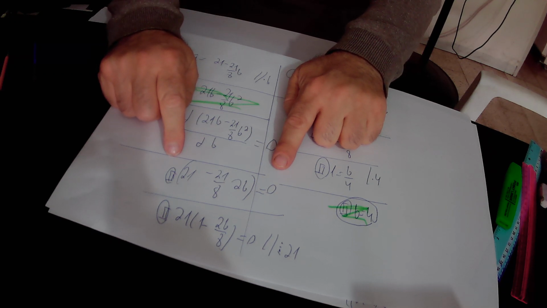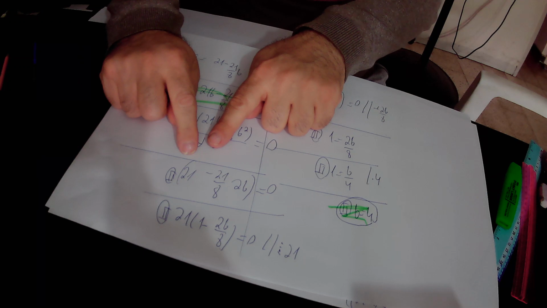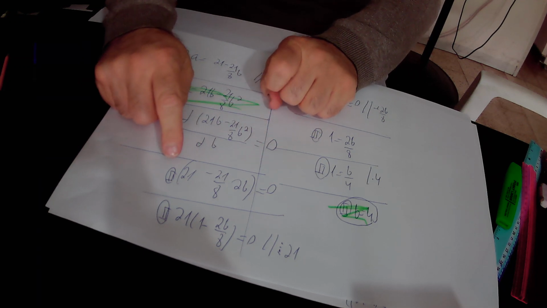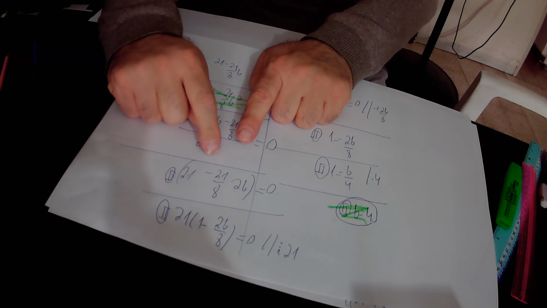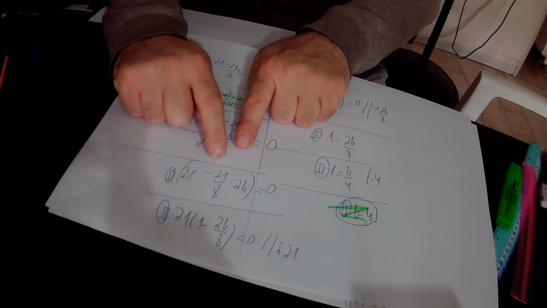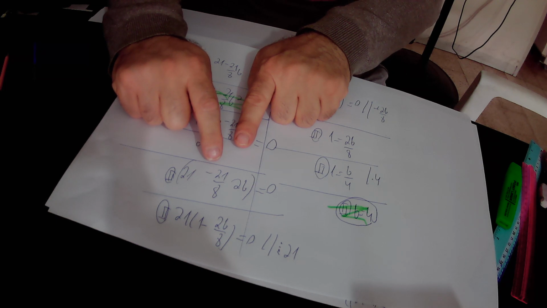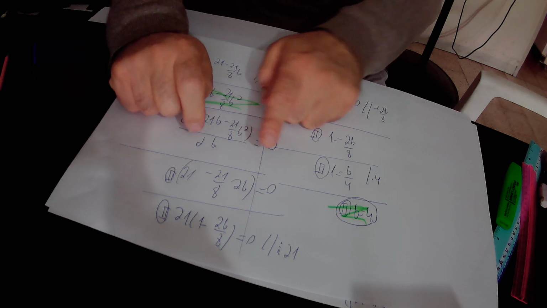So I found out that according to equation 2, here we took 21 as a common factor out of those two expressions. So what is left from 21 after we took 21 as a common factor? What is left is actually 1. And what is left from this expression, minus 21 over 8 times 2b, after we took 21 as a common factor? What is left is actually minus 2b over 8 and is equal to 0.